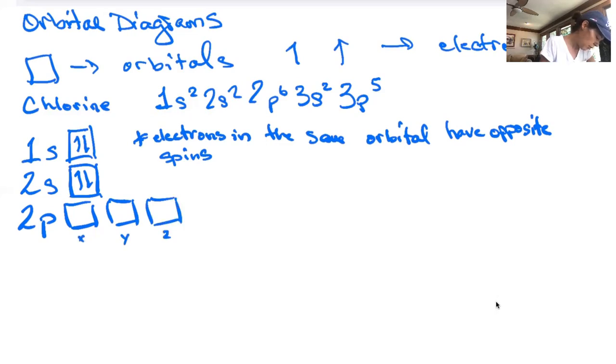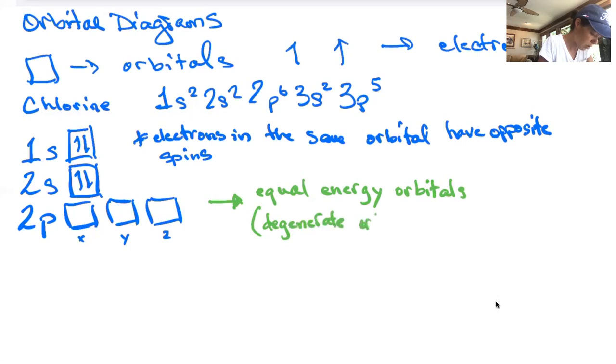Now, these three 2p orbitals, you need to understand, and this is new information for those of you that had me last year, these are equal energy orbitals. They're also called degenerate orbitals. They are equal in energy because they are all on the same energy level and they are all the same type of orbital. They are not equal in energy to the s orbital that's also on the second energy level. They are actually a little bit further from the nucleus, so they are not equal in energy.